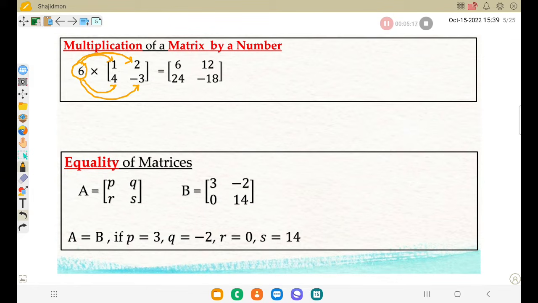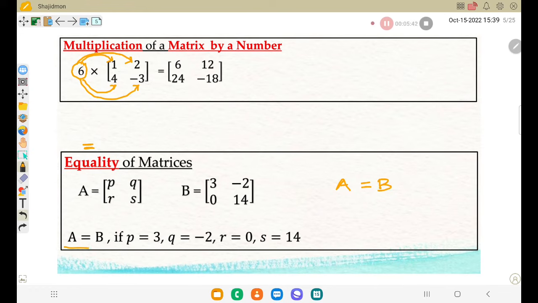Now the next operation, equality of matrices. Equality means equal to: when are two matrices said to be equal? For example, A equals the matrix P, Q, R, S, a 2 by 2 matrix, and matrix B equals 3, -2, 0, 14, another 2 by 2 matrix, correct? Now, if these two matrices are equal, that means A equals B.